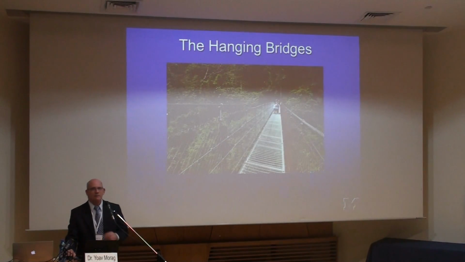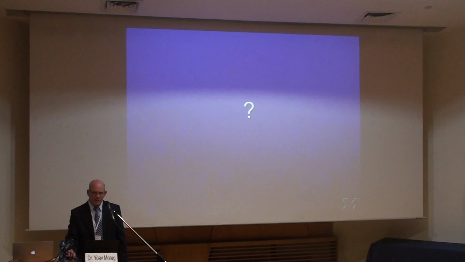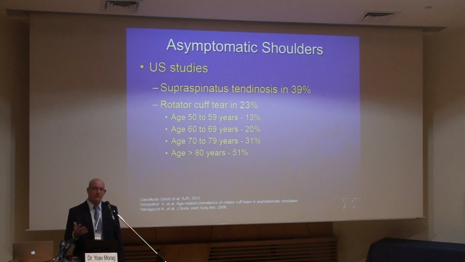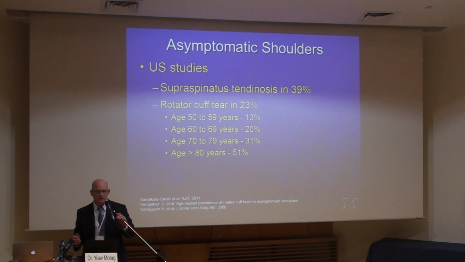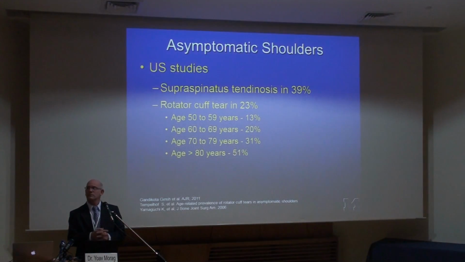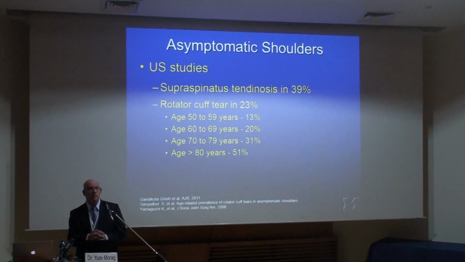But first, I'd like to pose a question here. The question is, when we scan asymptomatic shoulders, we find a high prevalence of tendinosis, about 40% in individuals, and more surprisingly, a high prevalence of tendon tears, about 25% in the general population, and more so in older individuals.